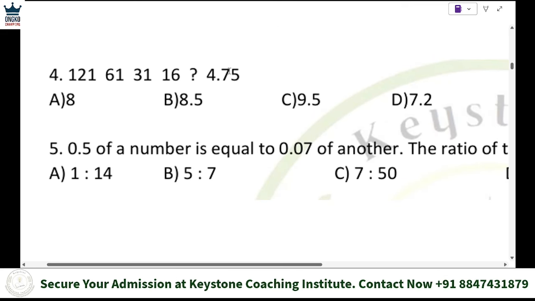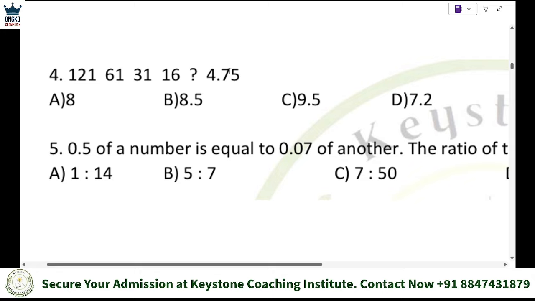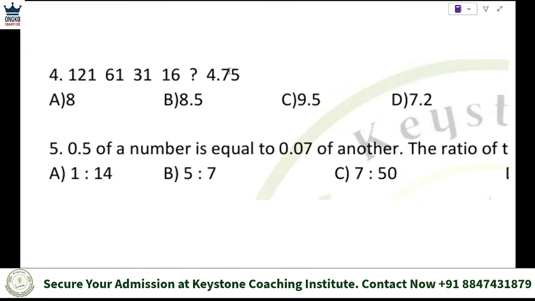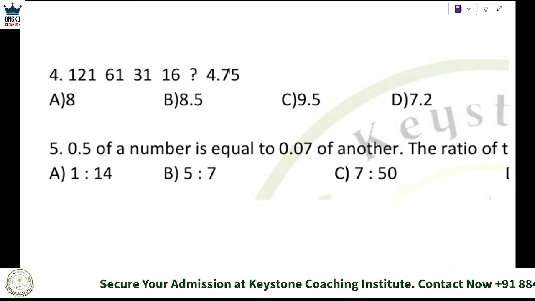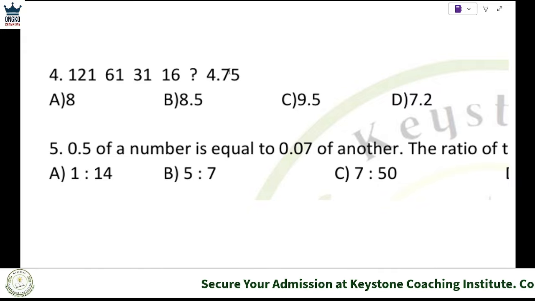Okay, next we have another missing number. 121, 61, 31, 16, and then a question mark. The options include 4.75. That means descending order. Now this one is very easy. Start with the 121.